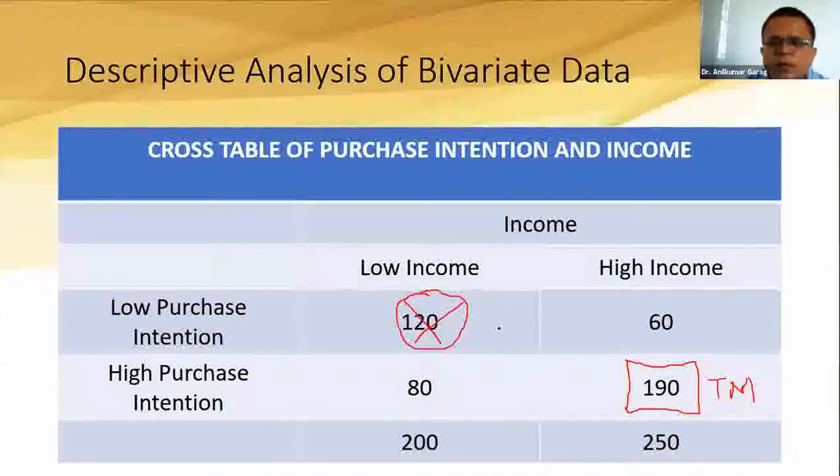I hope whatever I'm drawing is visible. Yes, sir. Okay. And then high income and low purchase intention is something which you coax them to buy. This is where advertisement or your sales promotion works. You need to put in efforts on this to convert these high income people into high purchase intention people.